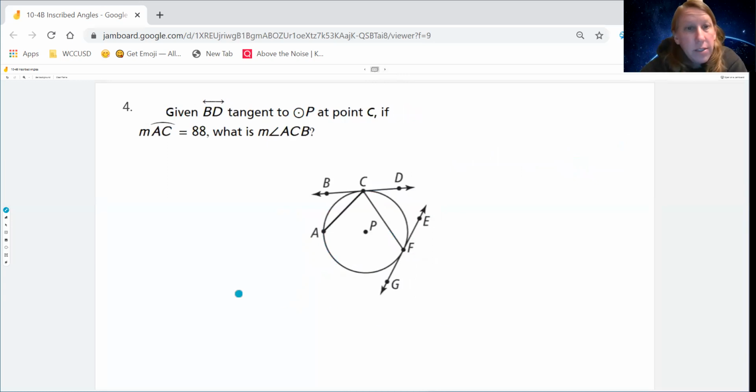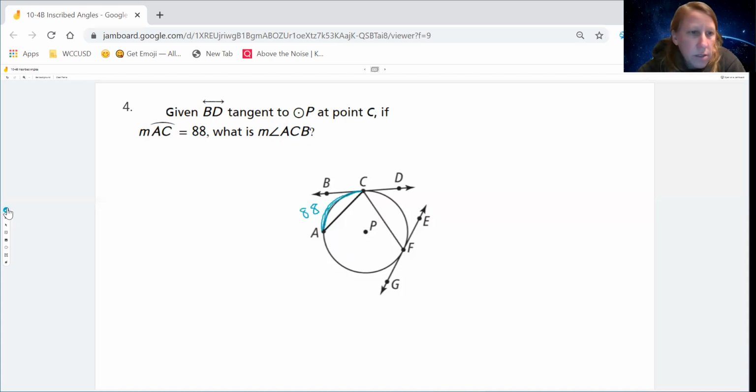Let's see what's happening with this one. My goodness. Given that line BD, where the heck is that? Here, okay, is tangent to circle P at point C. Right, it looks like a tangent line. They're telling me it's a tangent line. That's good. If the measure of arc AC, so let's go find that. Arc AC is right in here. I'm going to put the 88 right there. What is the measure of angle ACB?